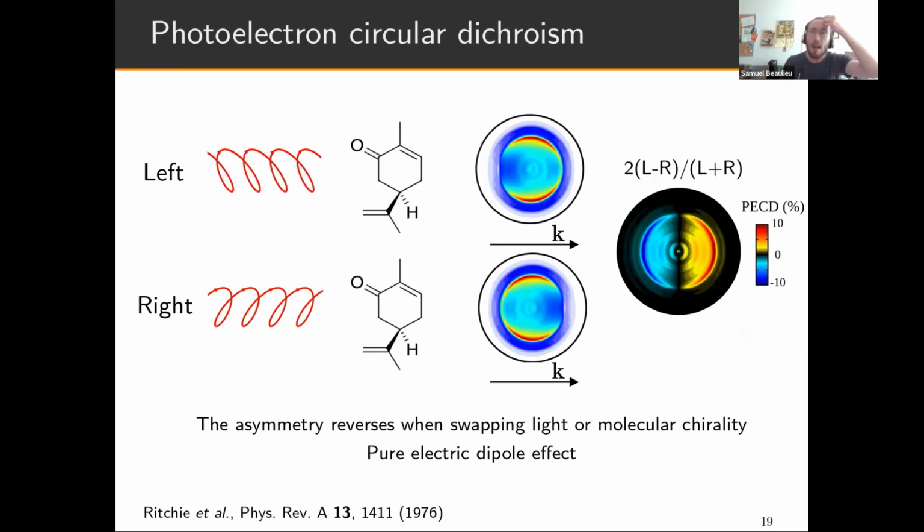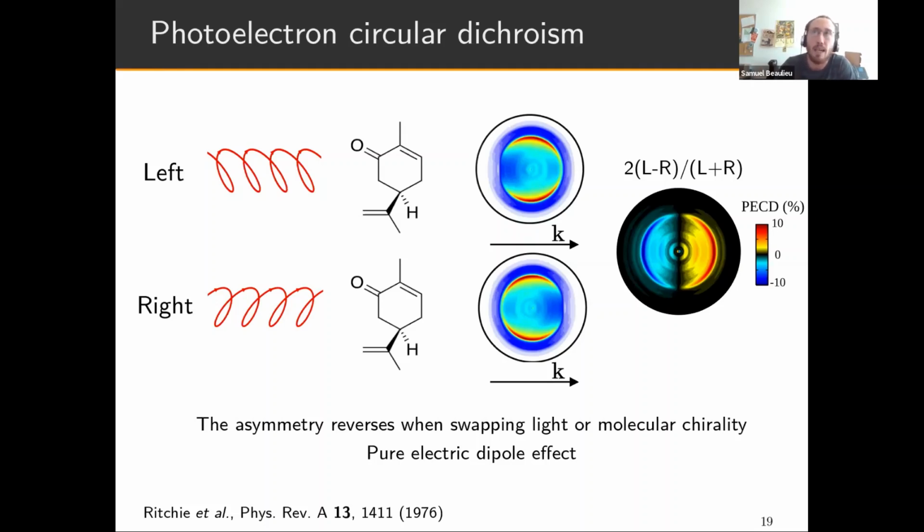And so in the lab, the way we typically measure photoelectron circular dichroism is by measuring the photoelectron angular distribution from an ensemble of randomly oriented chiral molecules for the two different helicities, and by computing only the normalized difference, as you can see on the right of the slide. This basically leads to such a two-dimensional PECD image.